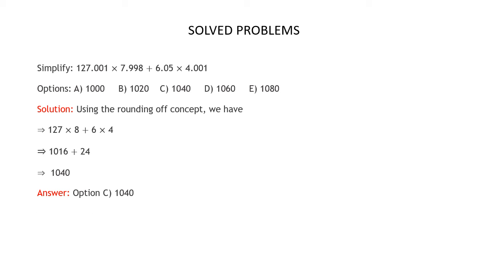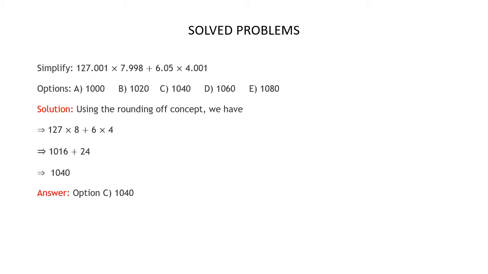Simplify 127.001 multiplied by 7.998 plus 6.05 multiplied by 4.001. You are given 5 answer options here and you have to find out which of these answer options is the correct one. Now we'll simplify this expression using the rounding off concept.